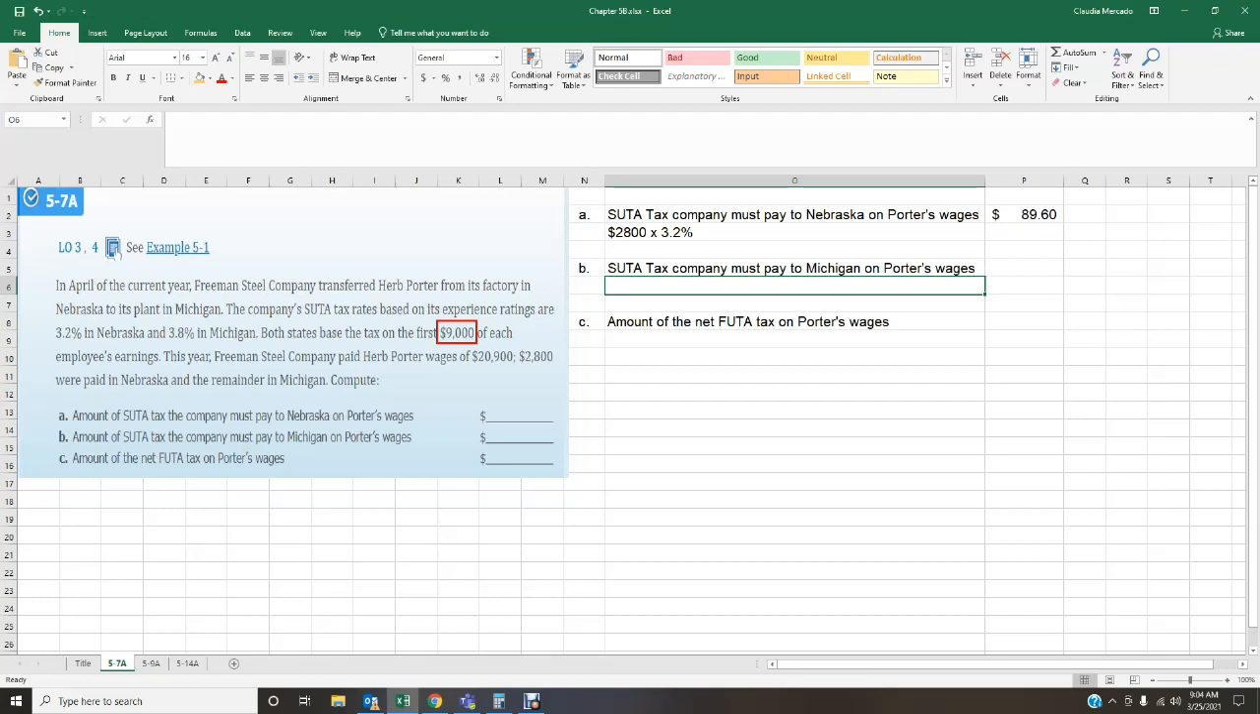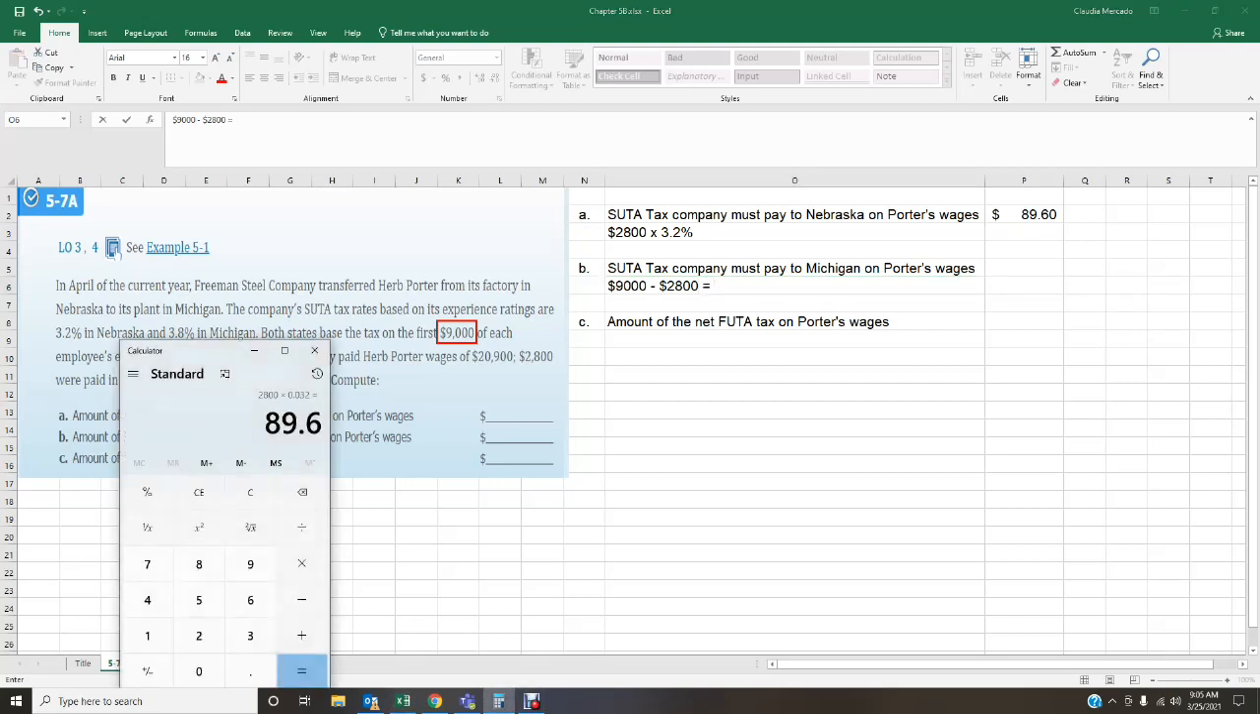Okay, now this is where you have to be careful. We paid SUTA taxes on the first $9,000 of earnings. So I know that I need to pay taxes on $9,000. I'm going to subtract the $2,800 that were paid to Nebraska. Okay, I don't want to double pay. So I'm going to deduct the amount of wages that were paid to Nebraska so I can calculate how much is taxable for the state of Michigan.